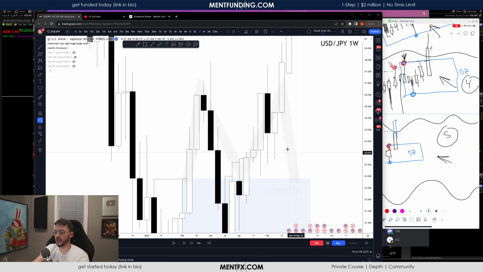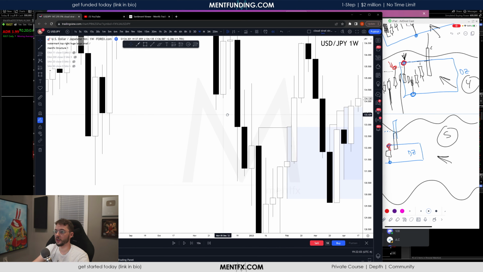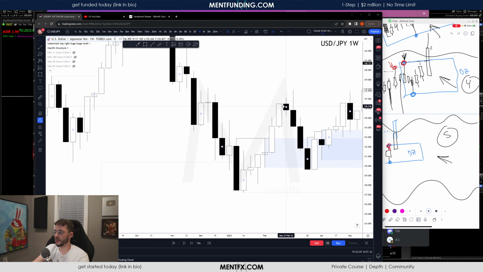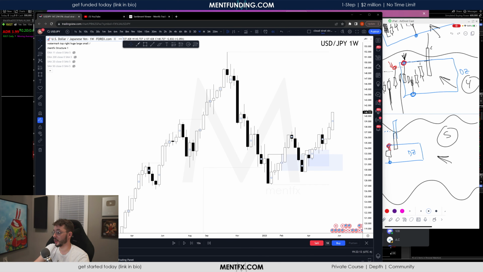What does it do next? It breaks and closes above. So where's our demand zone? From here to here. What should price do from that point forward? It should expand or it should mitigate then expand. It mitigates, then it expands. And that's where we are right now. This is live price at the moment.